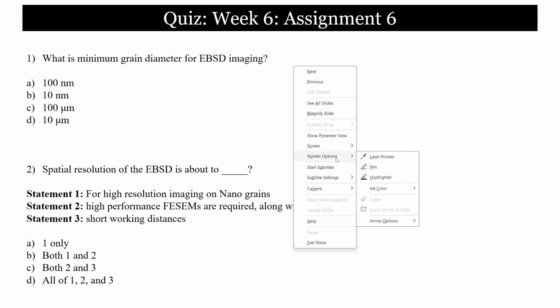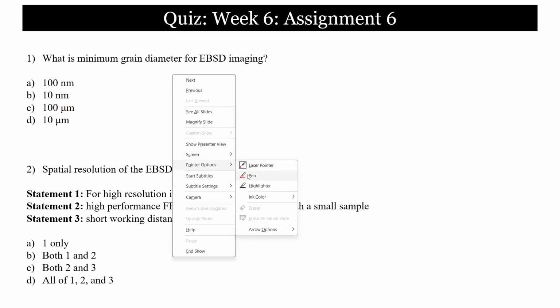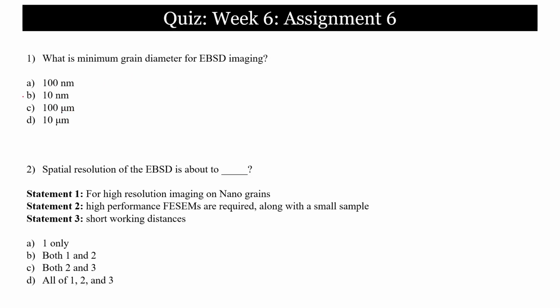Just for your understanding of your EBSD. So what is the minimum grain diameter for EBSD imaging? Grain diameter for your EBSD imaging. Due to the tilting, you cannot have a very high dimension of your specimen. So the answer of this question is 10 nanometer. Option B.